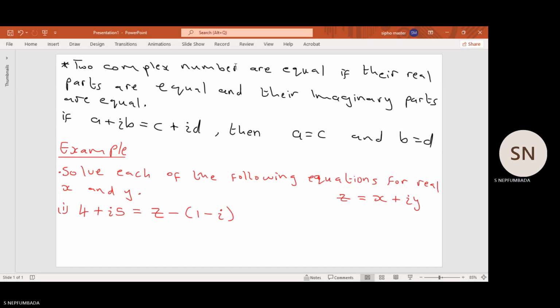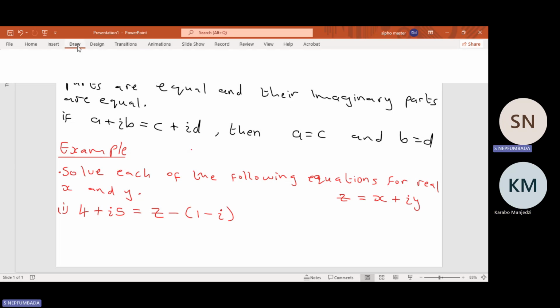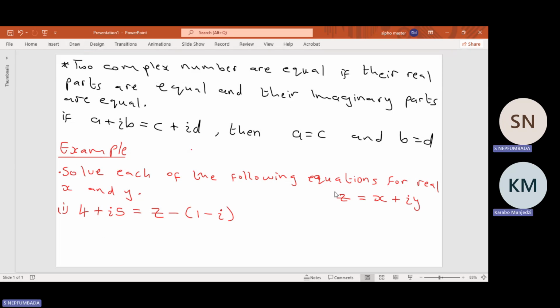So this simply means that, since we know that our z is nothing but given by x plus iy, when they say x, we know they mean the real part, and when they say y, we know they mean the imaginary part.